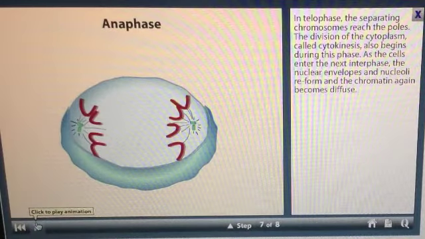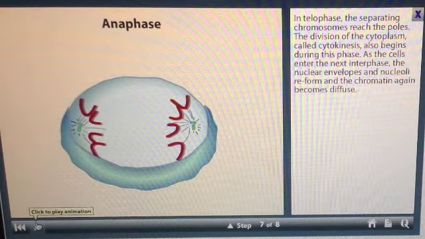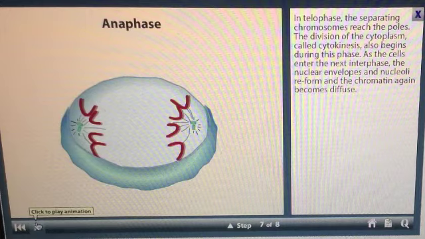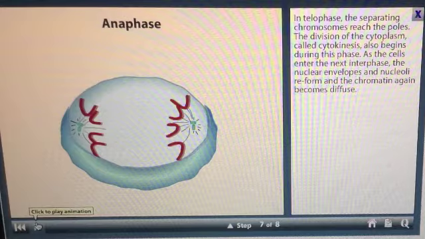In telophase, the separating chromosomes reach the poles, and the division of the cytoplasm, called cytokinesis, also begins during this phase. As the cells enter the next interphase, the nuclear envelopes and the nuclei reform, and the chromatin again becomes diffuse.